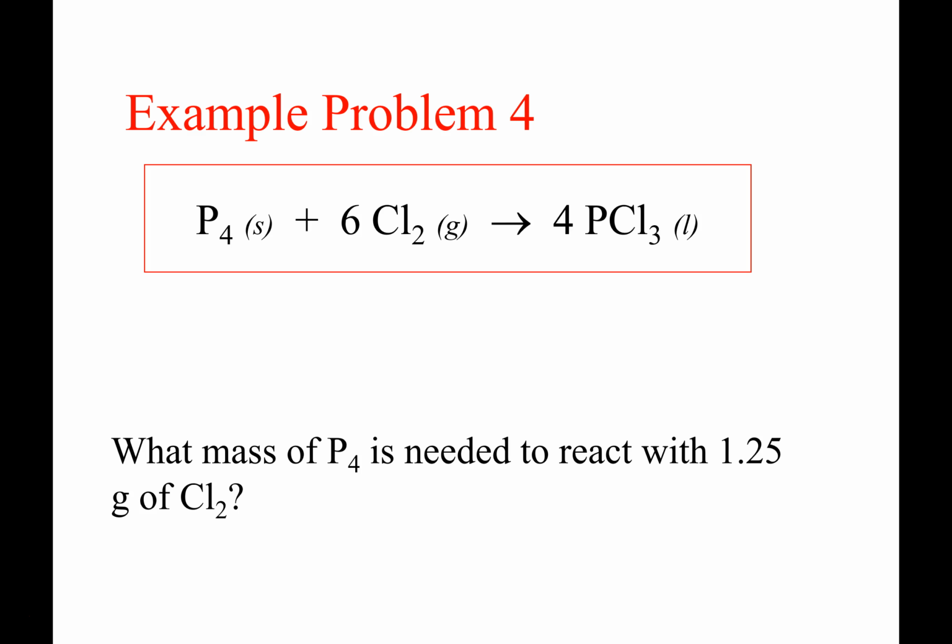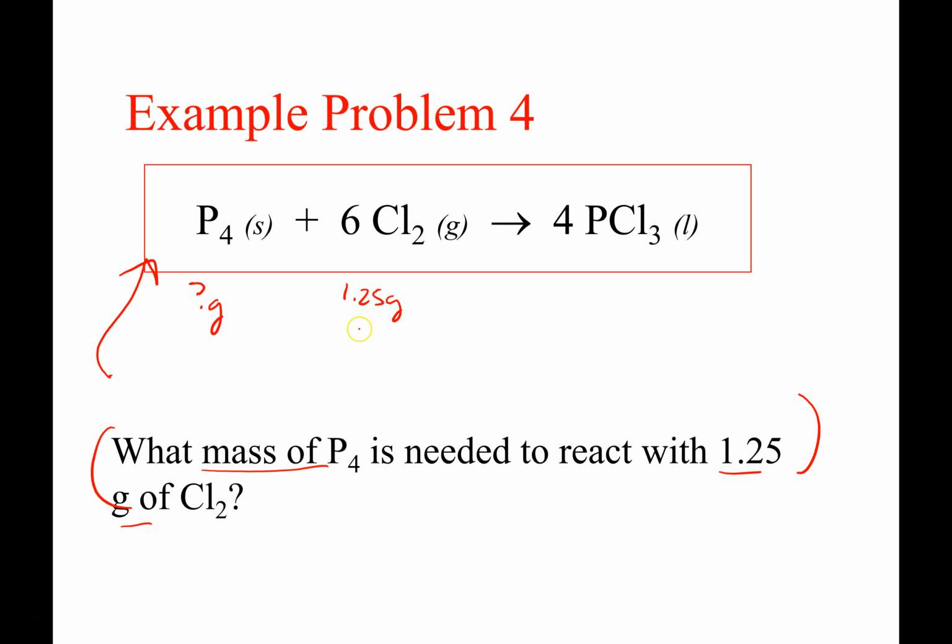So here's the question that we're going to do. Remember, you can only work a stoichiometric calculation if you have a balanced equation. So we do have a balanced equation. So what mass of P4 is needed to react with 1.25 grams of Cl2? There are other times working chemistry problems where it helps to take this information, and if you already have the balanced equation there, why not put it underneath there? So I'm going to find P4 and put question mark grams, and then 1.25 grams of Cl2.